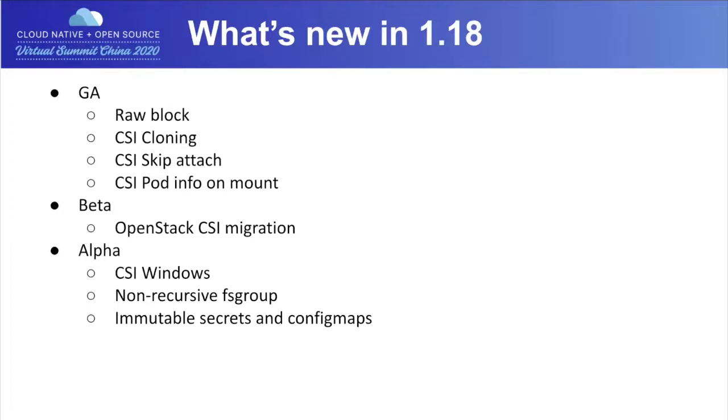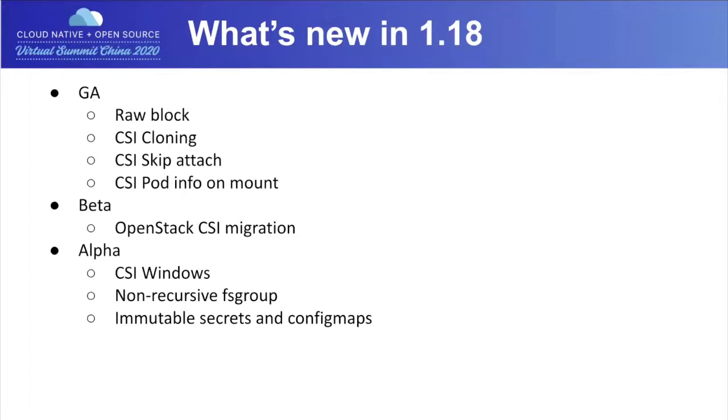And then the next feature, CSI pod info on mount. This allows a CSI driver to receive pod information such as the name and namespace of the pod that is mounting this volume. And this is useful if the CSI driver needs things like pod-specific credentials or any other pod-specific info. So those are the features that graduated to GA.